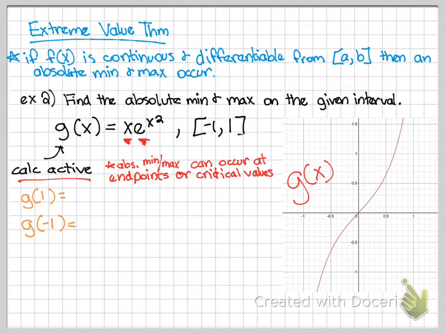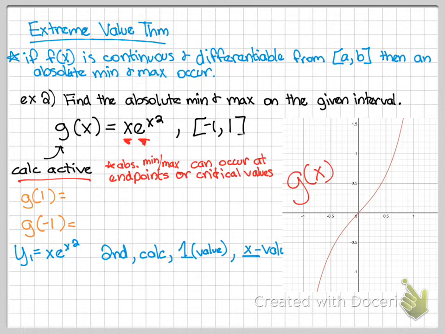To do this in your calculator, you would put your original function in y1. So in y1, I'm going to put x times e to the x squared. And then I would hit second calc and number 1, which is value. And then I plug in the x value that I want to find. If I do that with positive 1, I get 2.718. If I repeat that same process with -1, I get -2.718. Okay, so we can clearly see which one's the highest and lowest out of those two.